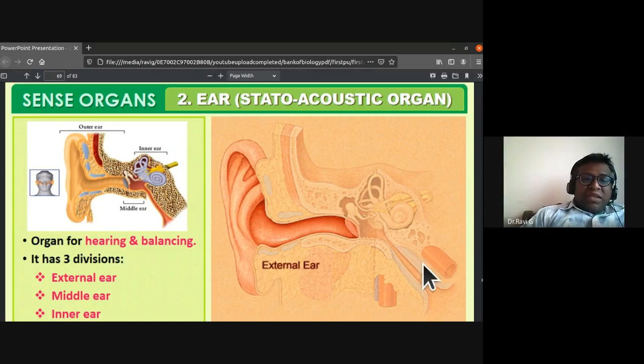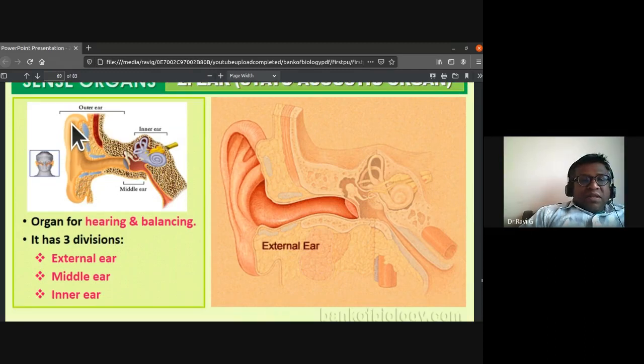All these three divisions can be noticed: external ear, middle ear, and inner ear. So the organ for hearing and balancing is the ear, and it has three divisions: the external ear, middle ear, and inner ear.